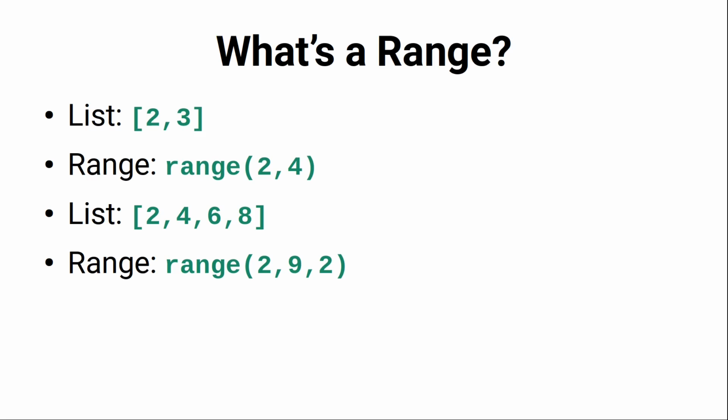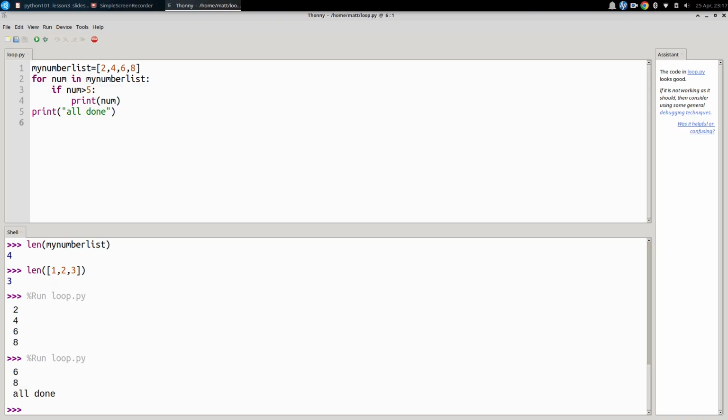Let's go back and do that. First, let's replace our list declaration with a range declaration. We'll say range(2, 9, 2), and that should get us the same 2, 4, 6, 8. Then in the for loop, instead of using the if statement to only print out the last 2 elements, we can have the for loop go over the range of indexes we want, starting with the third one.